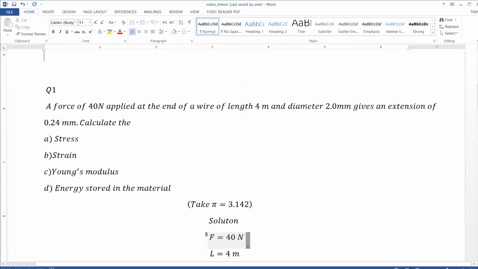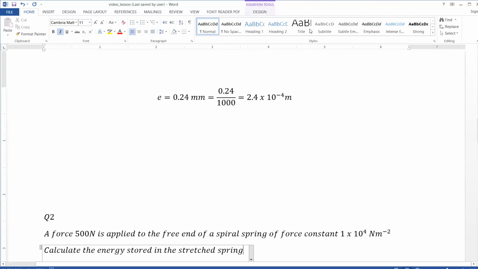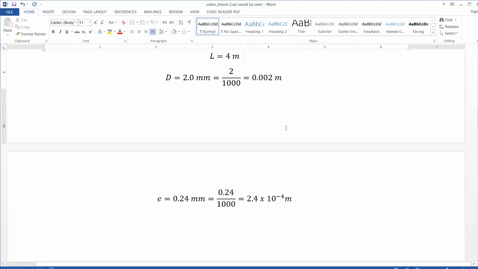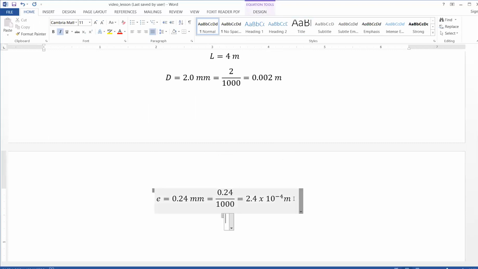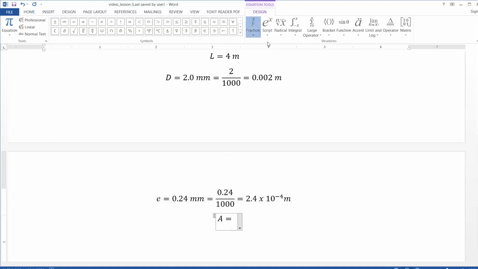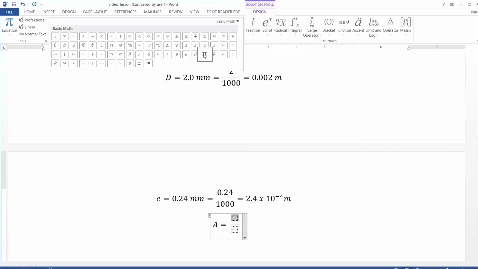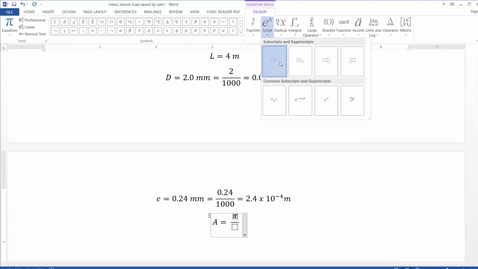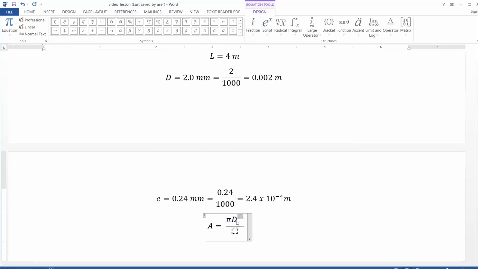The question asks you for the stress, the strain, the Young's modulus, and the energy. So to calculate the stress, first we need to calculate the area. Area is pi d squared over 4 since it's a circular base area. So this gives us the area of the material.